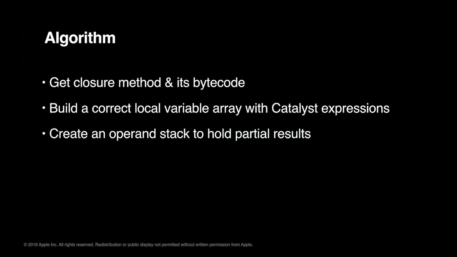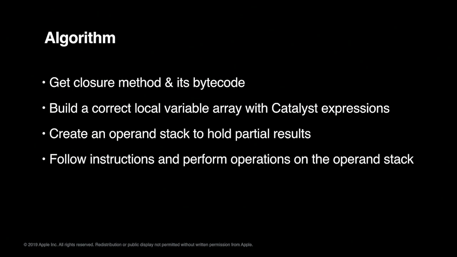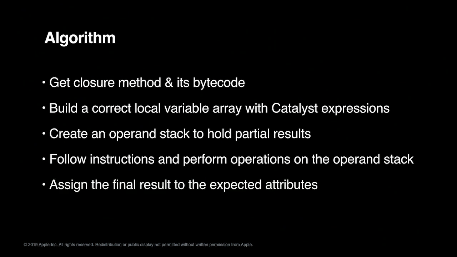Then once you have the method you want to call and the local variable array, you need to create an operand stack, which will contain those partial Catalyst expressions that you will operate on. Once that is in place, you can follow instruction by instruction and simulate what happens to the operand stack. Once that is done, you can assign the final result to the expected attributes. Here's where the serializer helps, because it knows the expected attributes, their names, and their data types, so you can map the result back into what was expected by Spark.